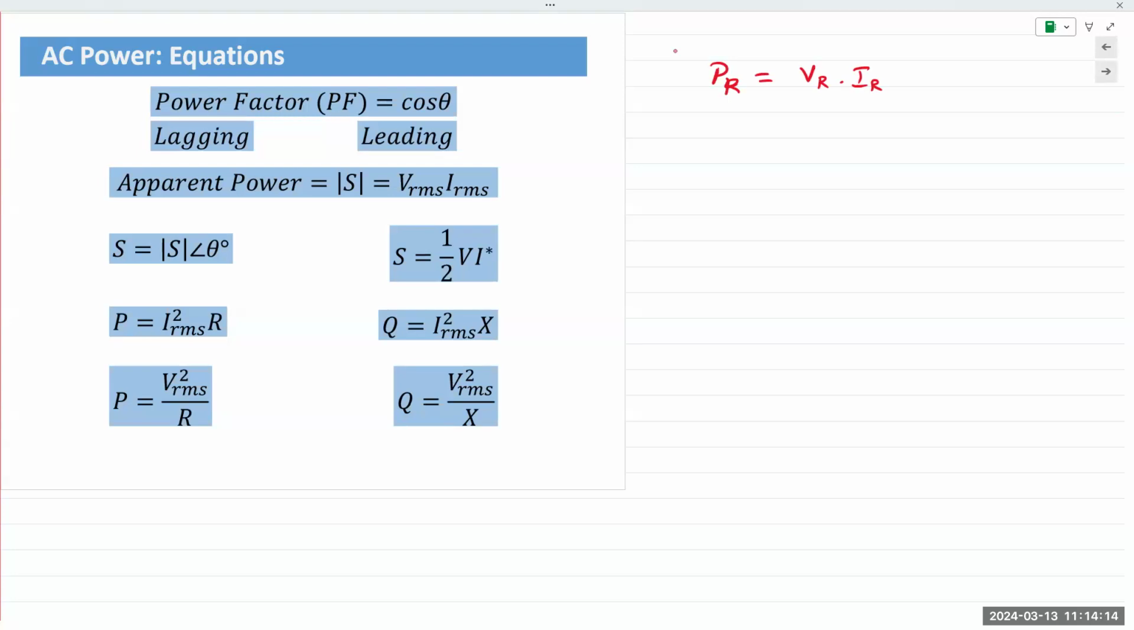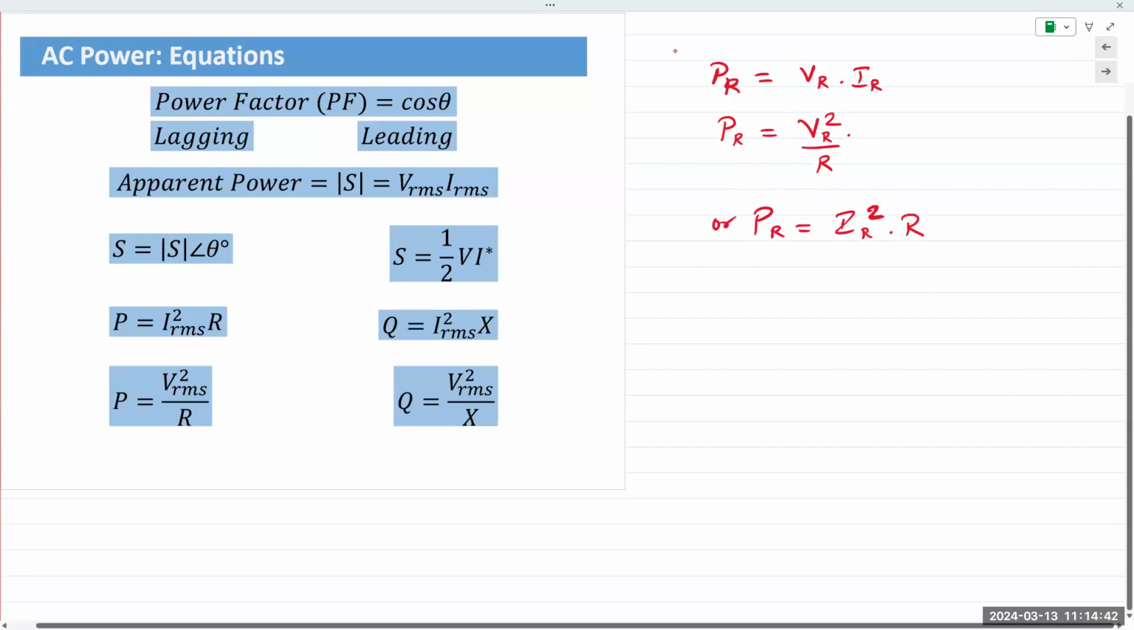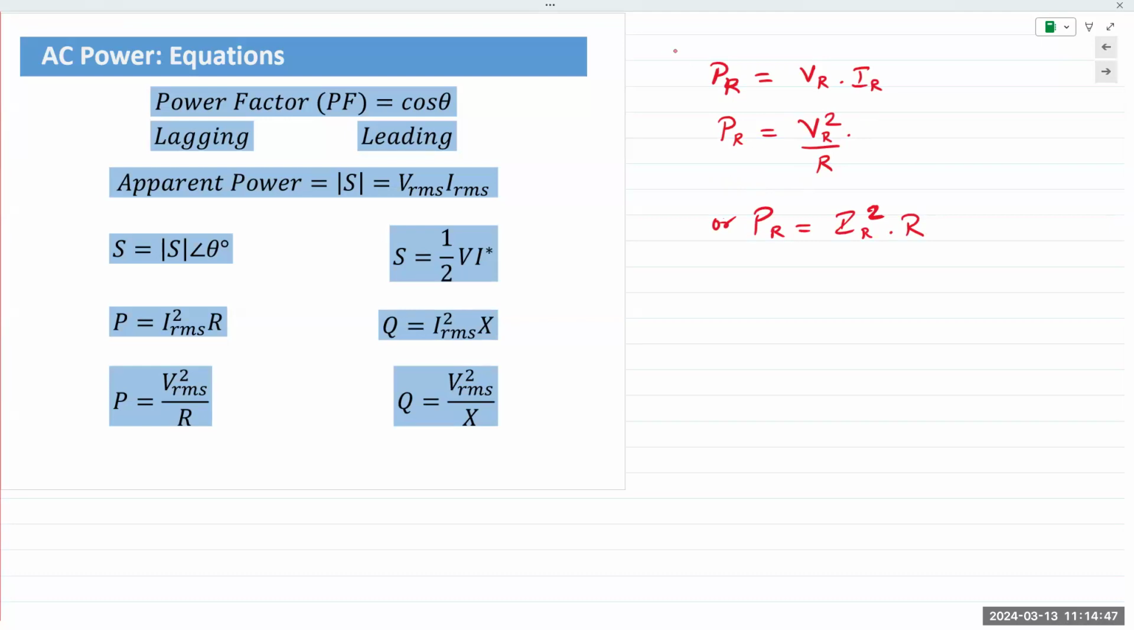But combining this equation with Ohm's law, you can also find PR as V squared over R, or it would be I squared times R. Does everyone remember this? V squared over R or I squared times R. This form is still valid.